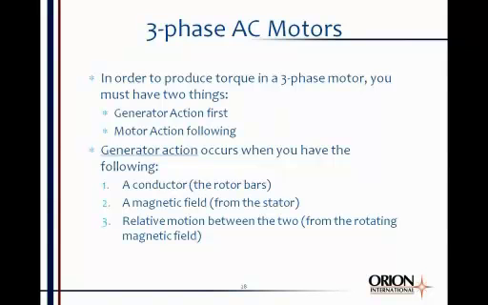In order to produce torque in a three-phase motor, you've got to have two things. First, you have to have generator action. When generator action is established, then motor action quickly follows. Generator action occurs when you have the following. You have to have a conductor. In this case, the conductor would be the rotor bars. You have to have a magnetic field. In this case, the magnetic field is from the stator when I apply the three-phase waveform. And then generator action occurs when you have relative motion between the two. And the relative motion comes from the fact that the rotating magnetic field is occurring in the stator. So now we've established the conditions for generator action.